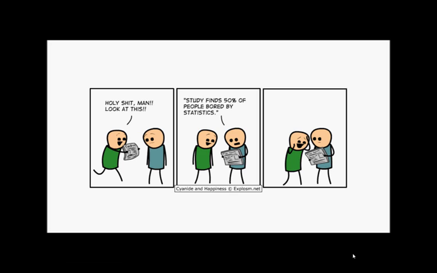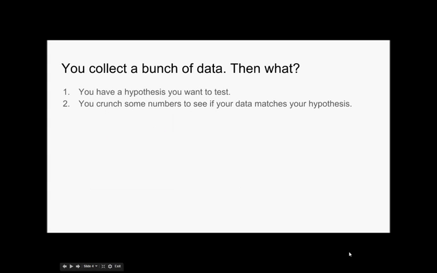So I hope you don't find this too boring, because the study shows that 50% of people are actually bored by statistics. But I'm going to try to draw some specific links between your data and the methods that we're going to review today, and outline a general approach for you to think about your data and how to test if it's true or not.